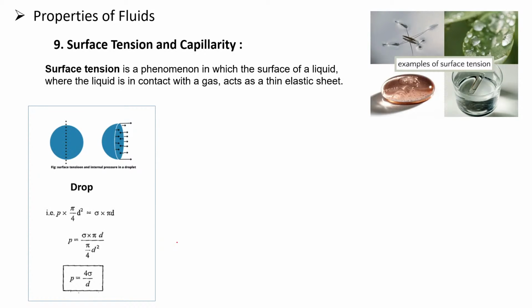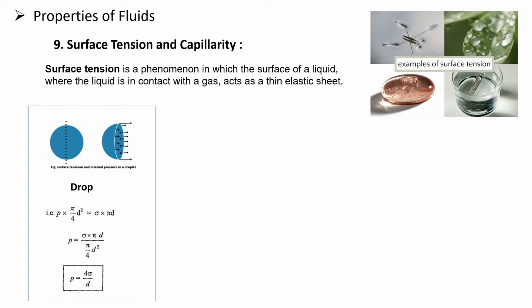Then we can find surface tension in different cases, like for a drop. In other words, we can find out how much pressure is there in a drop. That drop may be a water drop, that may be an oil drop. We can find that out by just balancing the forces, the internal pressure force and the outer surface tension force. By balancing that, we get that for a drop, the pressure inside the drop is 4 sigma divided by d. The sigma indicates surface tension.